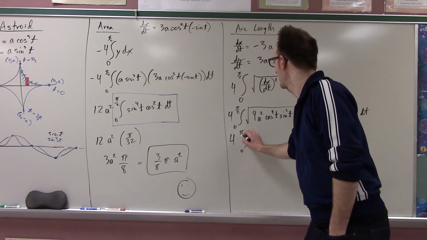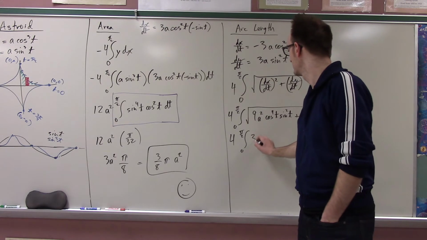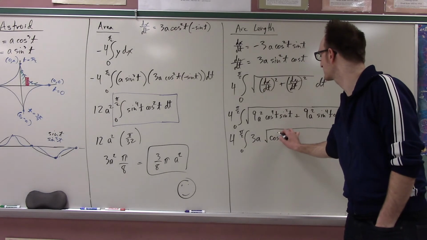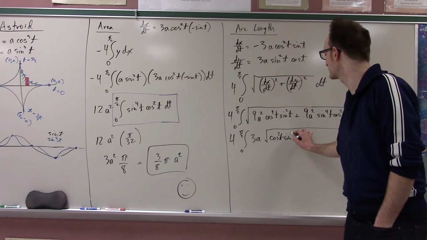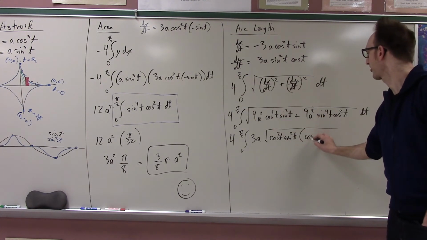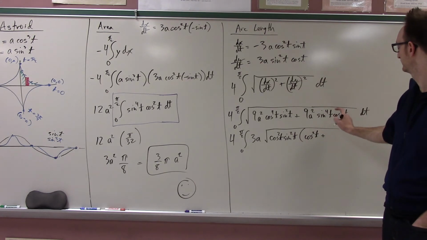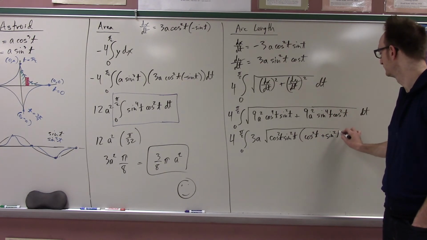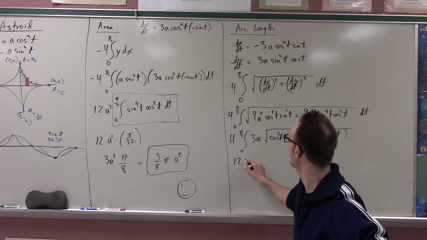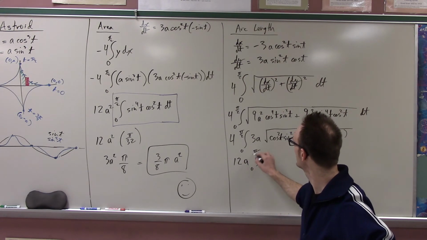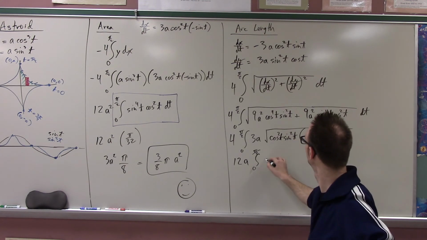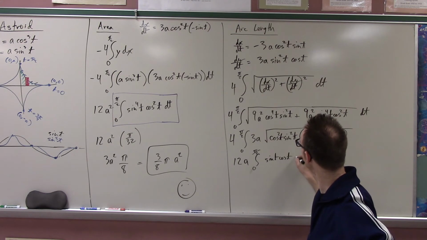Because I can factor out a 3a, and what else is in this radical? Well, I can also factor out a cosine squared t and a sine squared t out of each of these, and I'm left with cosine squared t plus sine squared t, which is 1. So actually, this whole thing just becomes 12a, integral from 0 to pi over 2, of sine t cosine t dt.